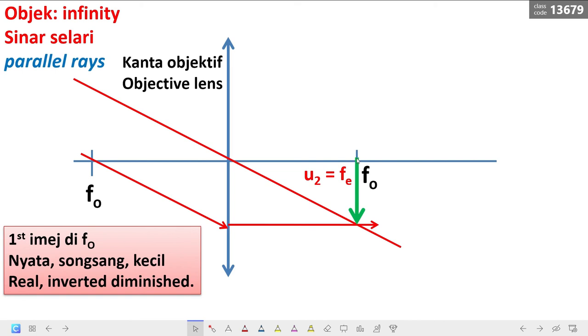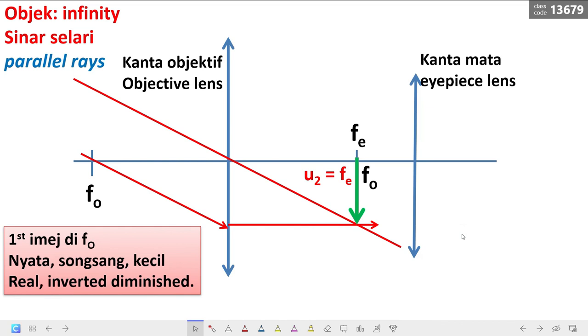Right, so as you can see here, where's the object? This is the object, right, for the second lens. So this is also the FE. So this is also the FE, and this is also will be the FO, right? So that's why before this that U2 is equals to FE. So what does it mean? So the image will be formed at FE.